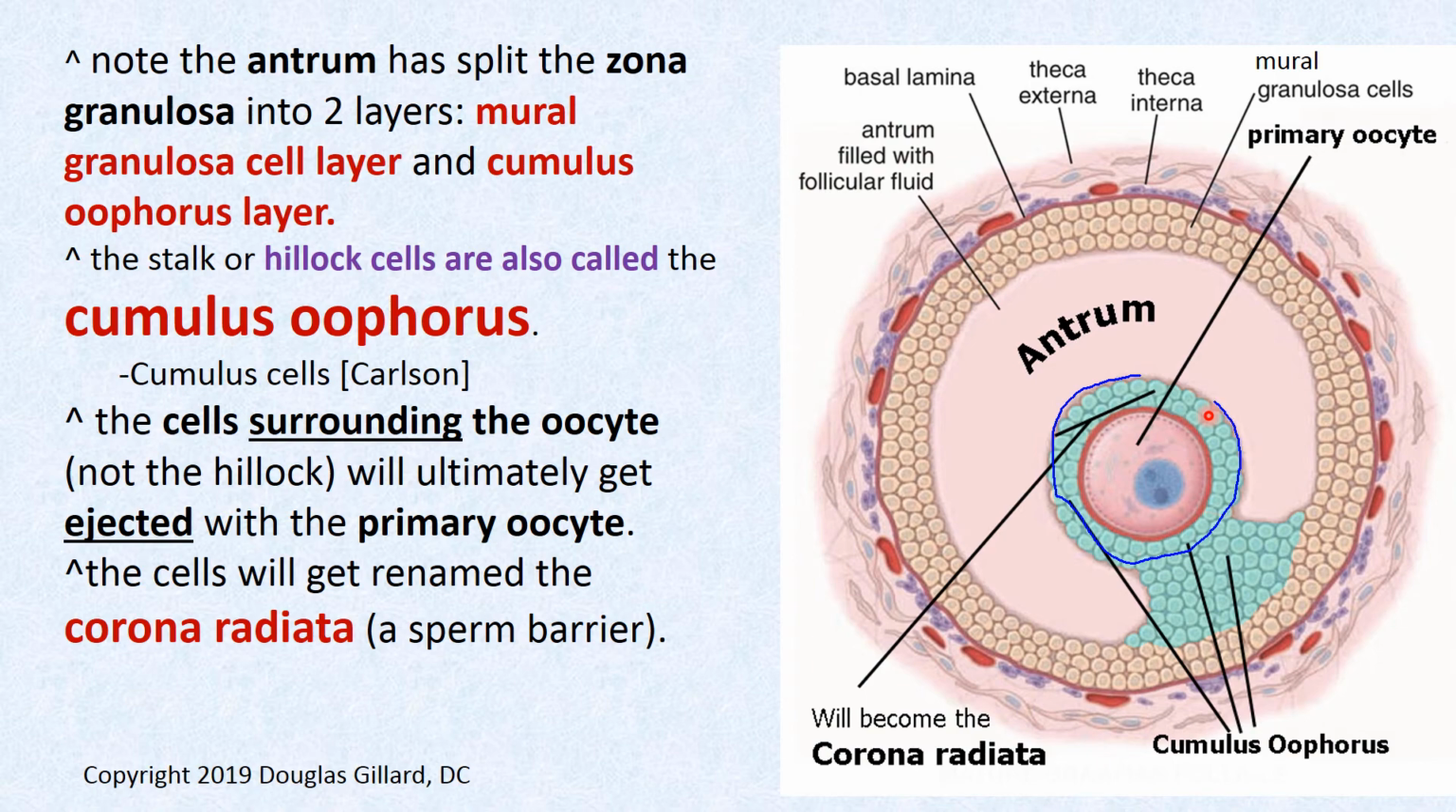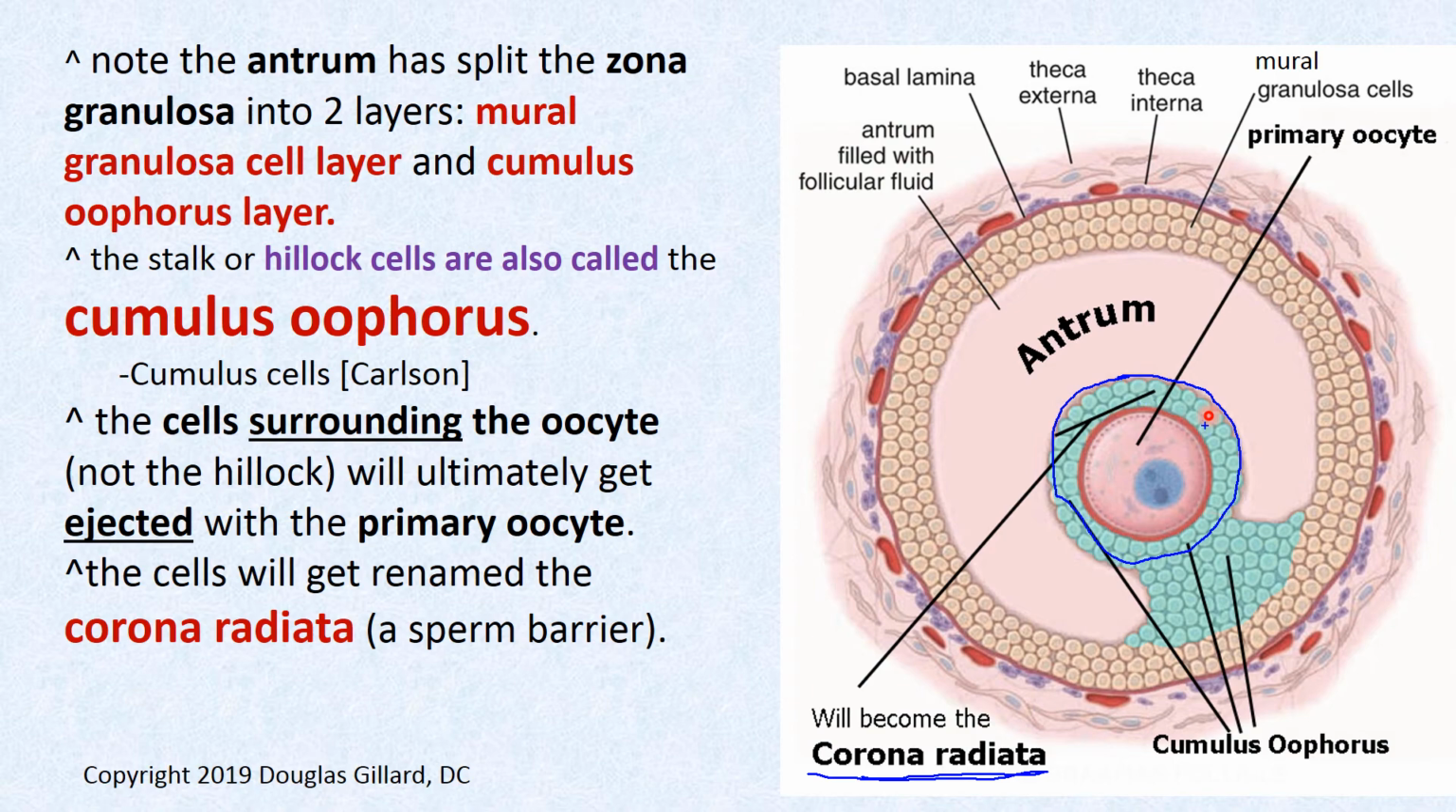Right? It only takes this part of the cumulus oophorus with it. In fact, that changes names to the corona radiata, which we will talk about. The sperm's got to get through that. So the oocyte, when it's ejected, it'll be a secondary oocyte, but it takes these cumulus oophorus cells with it. They change names to the corona radiata.